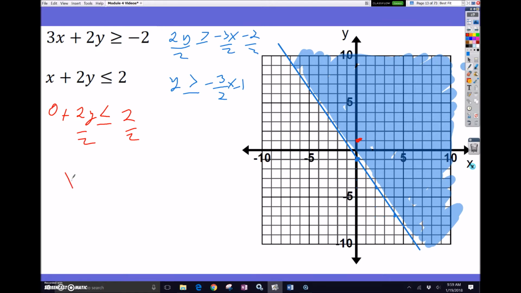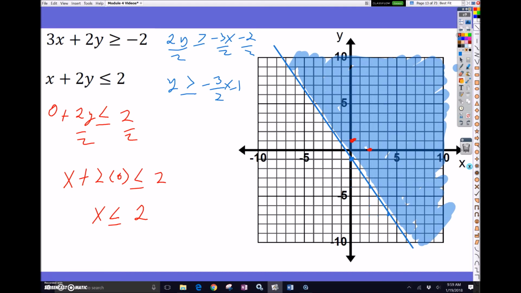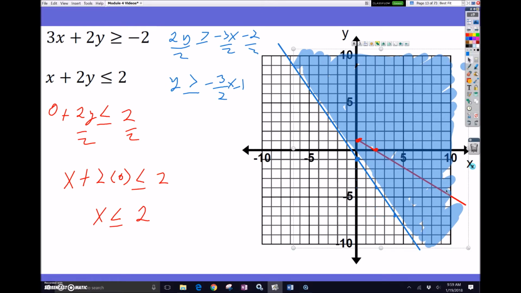Now my next one is, what if I had x plus 2 times 0 is less than or equal to 2? Then this would be x is less than or equal to 2. So then I go to positive 2 for my x, 1, 2. And I'm also going to draw a solid line because it is less than or equal to. So let's draw that line all the way out.